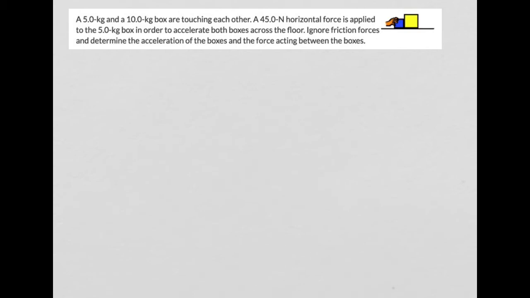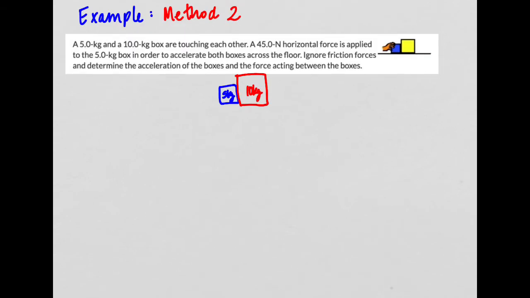So let's draw both of the free body diagrams for the individual objects, because that's the first part of using the second method here. We're going to take these two and draw a free body diagram for the 5 kilogram box, and a free body diagram for the 10 kilogram box. For the 5 kilogram, we have a normal force. We have a gravitational force.